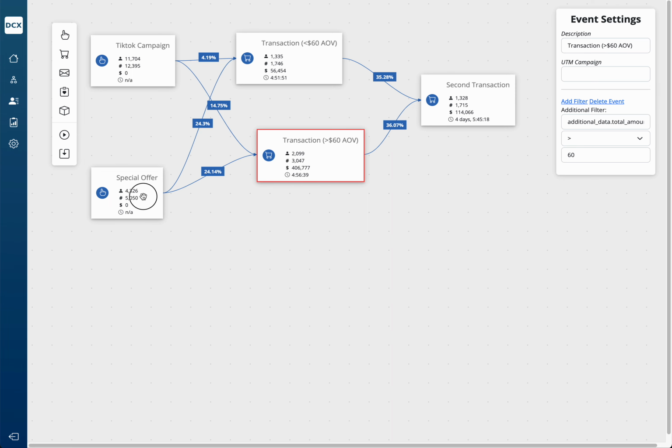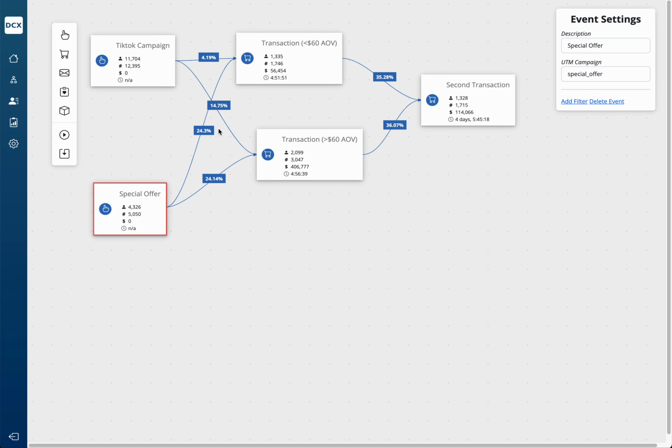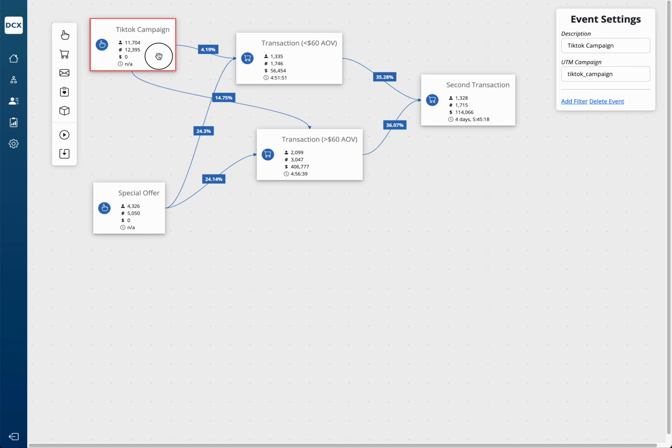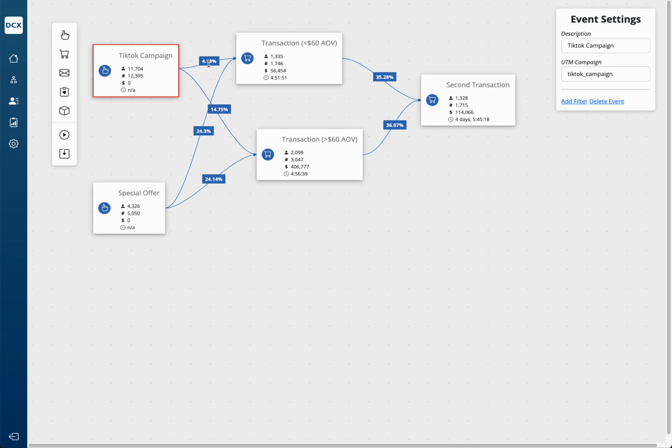Right off the bat, what we see is that the special offer here has a conversion rate of roughly 24% in both cases. There's no major difference. The TikTok campaign, on the other hand, is very different. 4% of people being sourced via TikTok transact at less than $60, whereas 14%, almost 15%, transact at over $60. That's a pretty big difference.